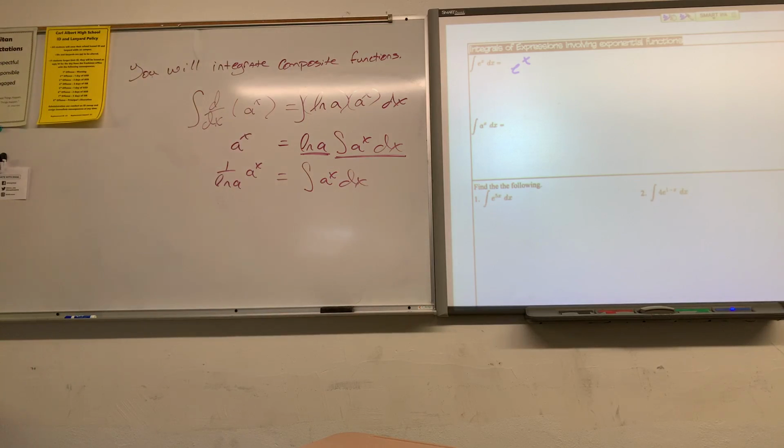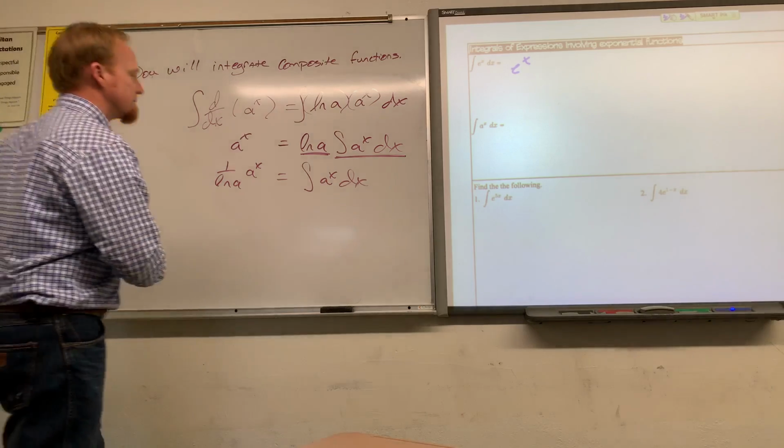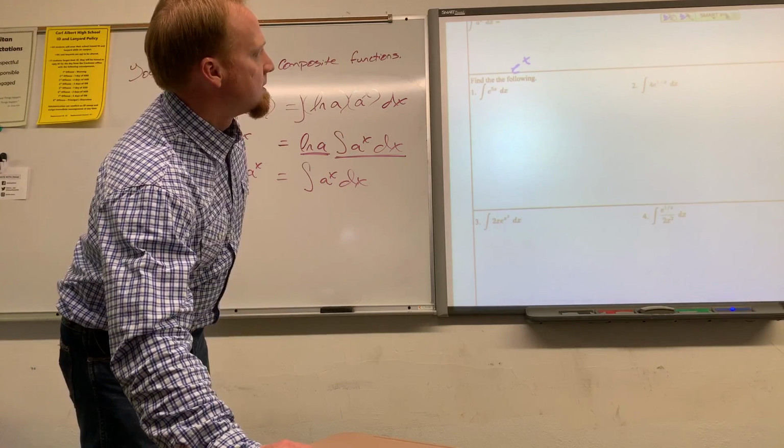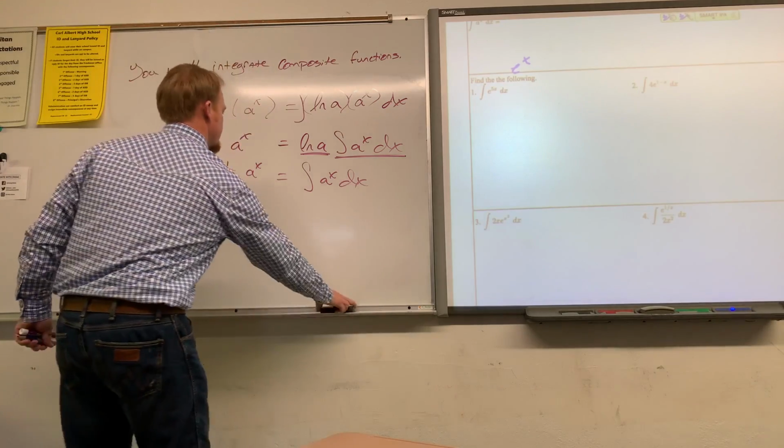So, what's the difference between integrating a to the x and taking the derivative of a to the x? Dividing by the natural log. When you're integrating, you're dividing by the natural log of the base. When you're taking the derivative, you are multiplying by the natural log of the base. That's the only difference. Got it? Good. All right, so let's give it a try. Easy.